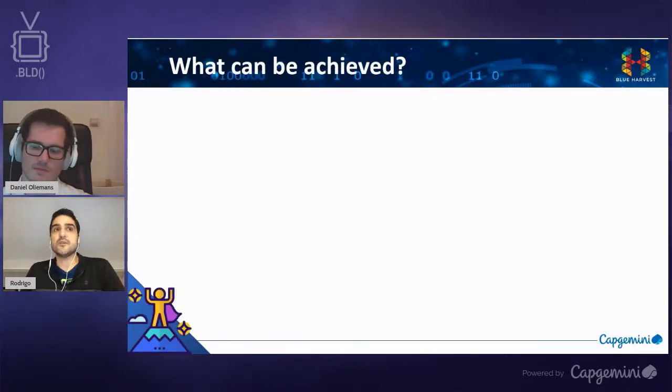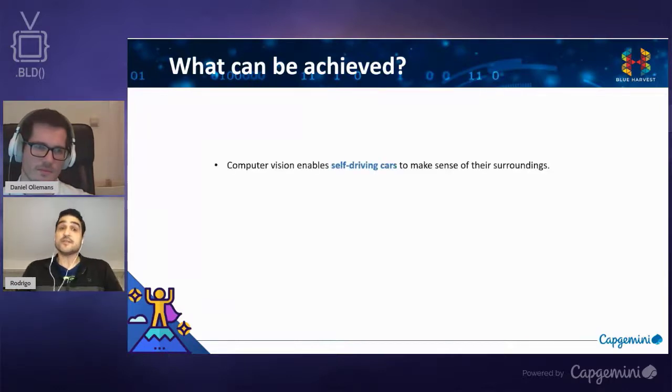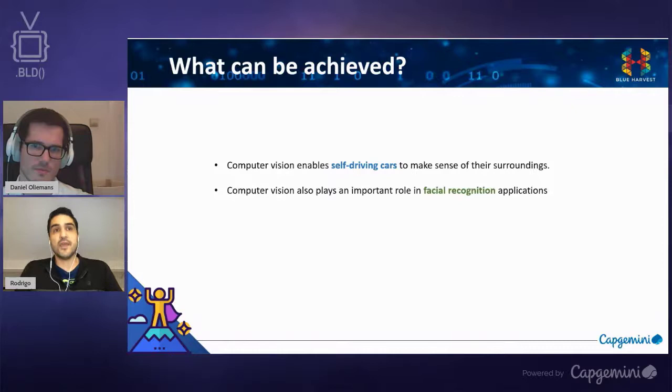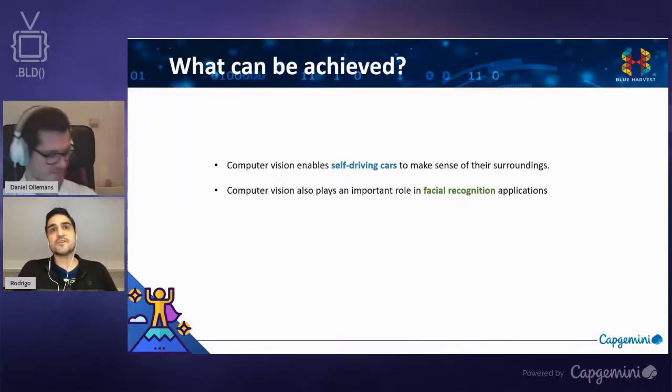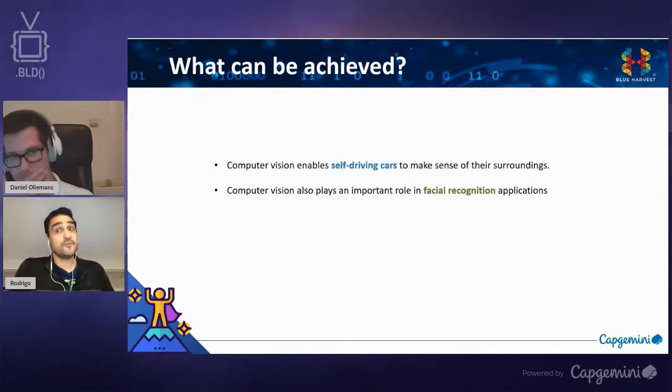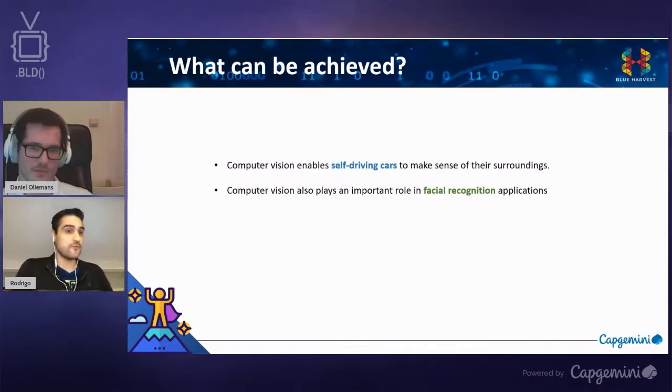So what can be achieved with computer vision? Well, a lot of things nowadays are already using computer vision. For example, it enables self-driving cars to make sense of their surroundings. Self-driving cars have cameras with different angles, and they process this information in real time. They read traffic signs and detect other cars. Computer vision also plays an important role in facial recognition. As we see, we have all these filters in our chats, and we have cell phones able to recognize our face to unlock.